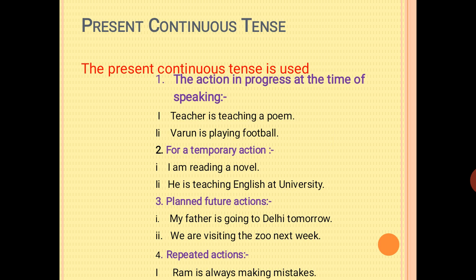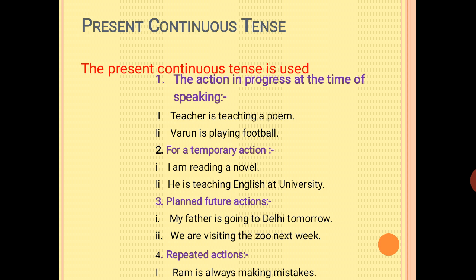Repeated actions: Ram is always making mistakes. So Ram always makes mistakes. Such examples are expressed in this tense. Mother is always complaining about the kids' study.